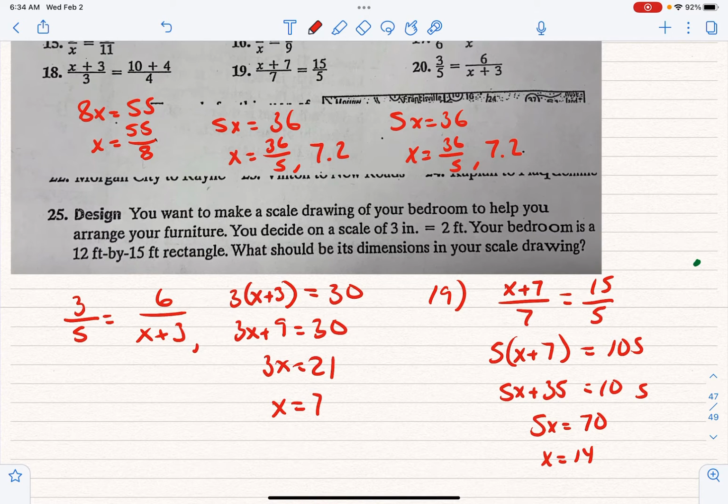All right. Number 25 says, you want to make a scale drawing of your bedroom to help you arrange your furniture. You decide that the scale of 3 inches is going to be equal to 2 feet. Your bedroom is 12 by 15. What should the dimensions of your scale drawing be?